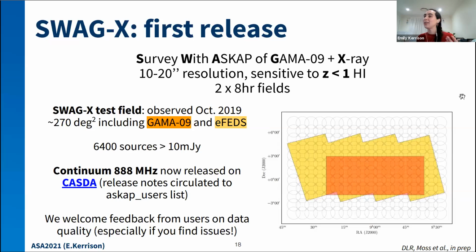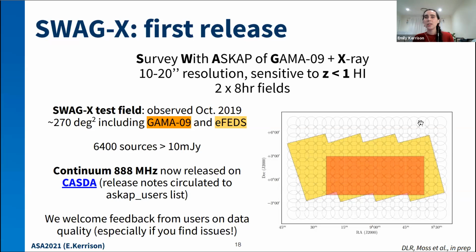Of course, FLASH and eROSITA are still in the process of collecting data. So at the moment, I'm using lots of data from the SWAG-X Observatory project. This is imaging the field that is covered by the GAMA-9 field in the optical and the EFEDS field, which is the test field for eROSITA, shown in yellow on this figure on the right.